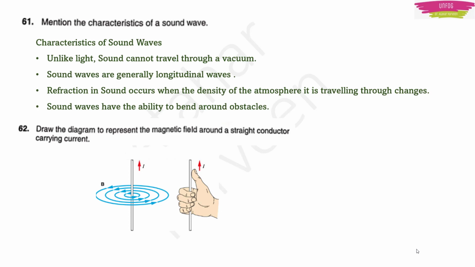Okay. So you mark the arrow up and you write current, and then that circle will show you the magnetic field. There you write magnetic field. Okay.